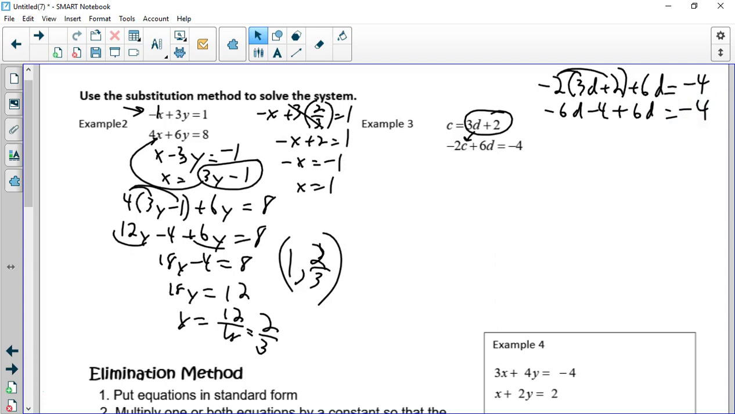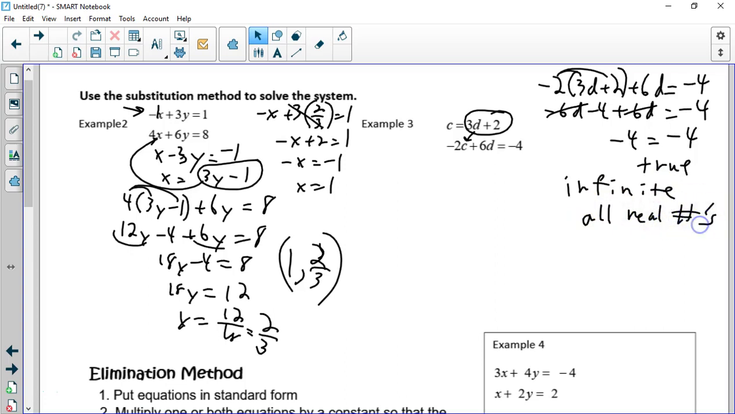Well, look what happens here. -6d plus 6d cancels. I get -4 equals -4. That is a true statement. And that means I have infinite answers, also known as all real numbers. In other words, no matter what I plug in, the symbol for that is a big capital R like that. No matter what pair I put in, I will get a true statement because these lines are the same lines.